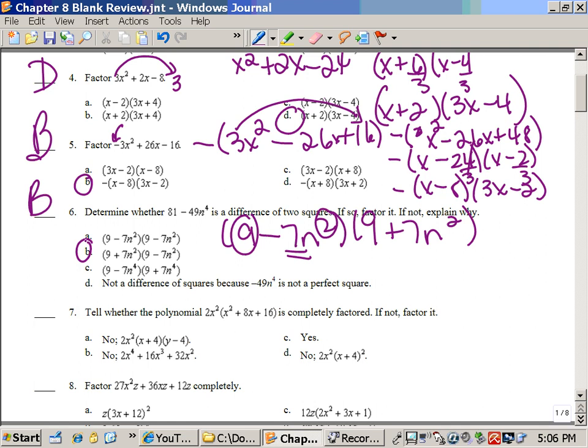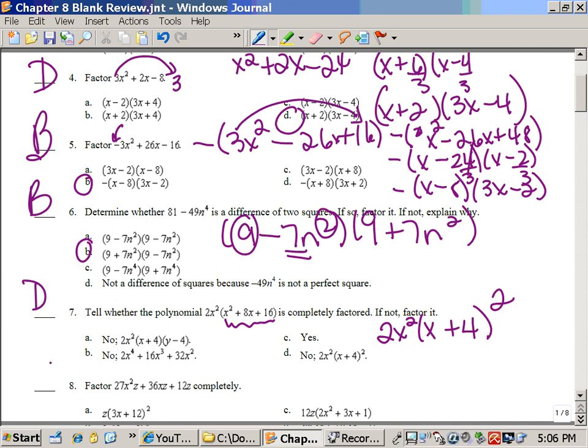Number 7, the correct answer is D. This is not completely factored. You can keep going. If you look inside here, you'll notice that 16 is 4 times 4, and 4 plus 4 is 8. So 2x squared, and then the square root of 16 is 4, and make sure you have it squared so you don't lose any points.